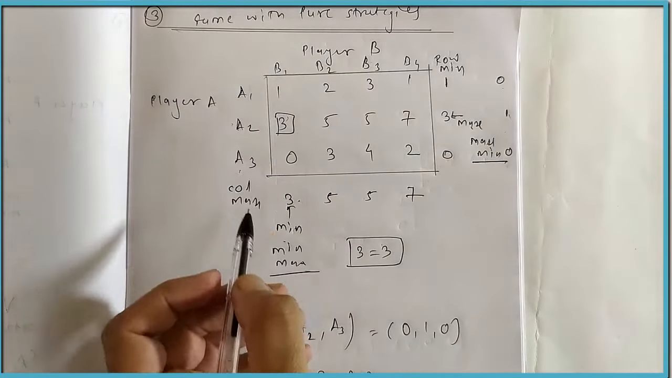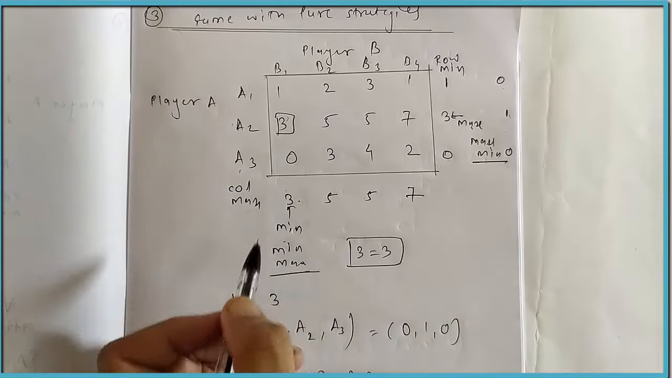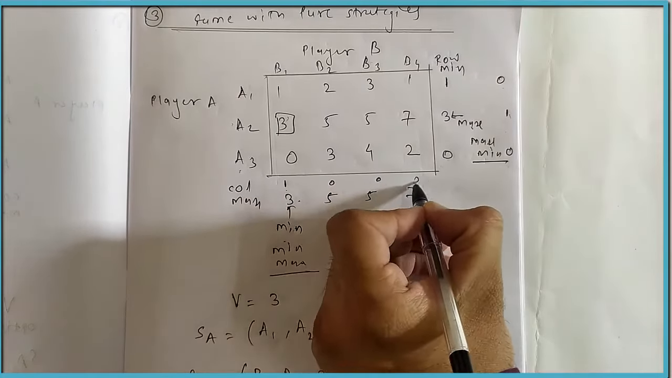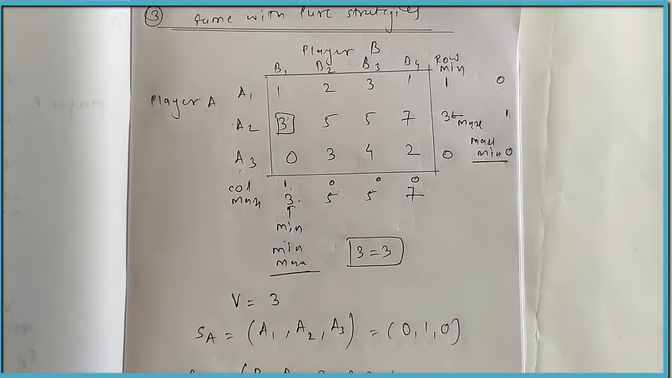And for player B, we have selected this B1 strategy. Therefore here we will mark 1, and we have ignored the remaining strategies. Therefore 1, 0, 0, 0.